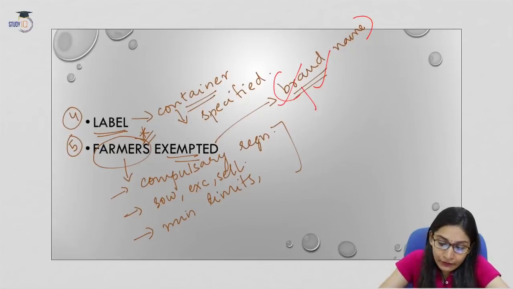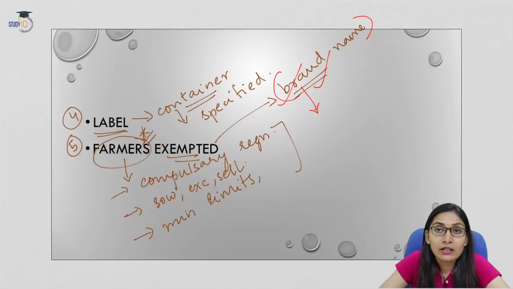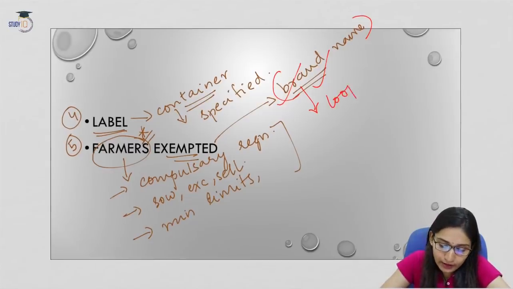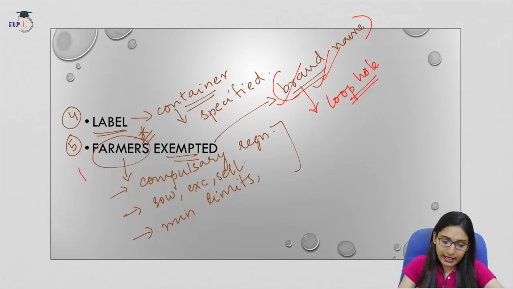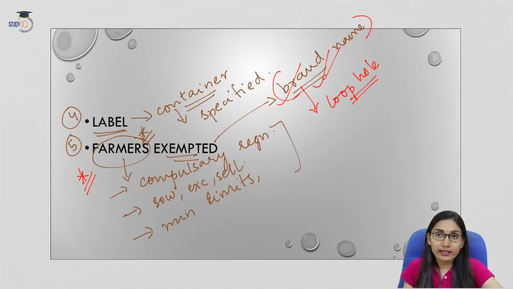This is because if the farmers are given complete exemption, including to sell under a brand name, then this will provide a loophole for the other industrialists. The industrialists can register themselves as farmers and then, under a brand name, they can sell their seeds. So to avoid this, the farmers can sell their seeds or exchange their seeds, but not under any brand name. This is to avoid commercialization. So this is important. The exemption is also important here. So these are the provisions provided in the draft bill.